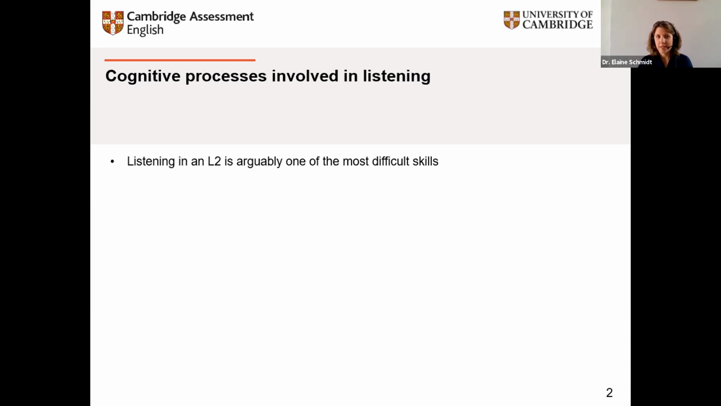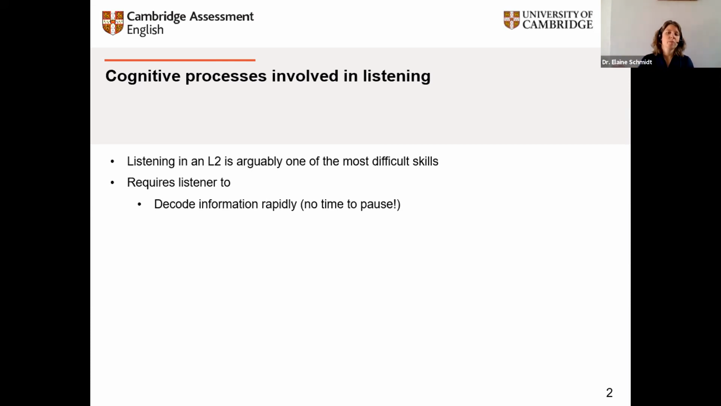Now, listening in an L2, so in a second language or in a third language or fourth language, is arguably one of the most difficult skills. Why? Well, because it requires the listener to do multiple things at the same time. On the one hand, it means that the listener has to decode information rapidly. So while, for example, in writing or in reading, you can pause, you can maybe go back to earlier sentences, and even in speaking, you can pause yourself before you continue with your speech. In listening, you don't have that luxury. In listening, you have to decode information rapidly. You can't pause unless it's a recording, but not in natural speech with another speaker.